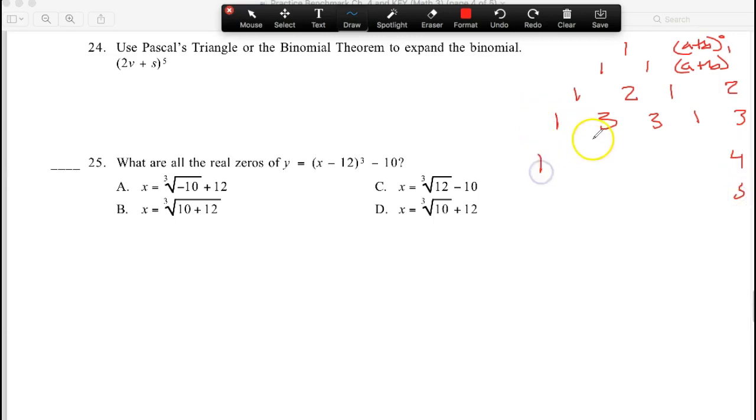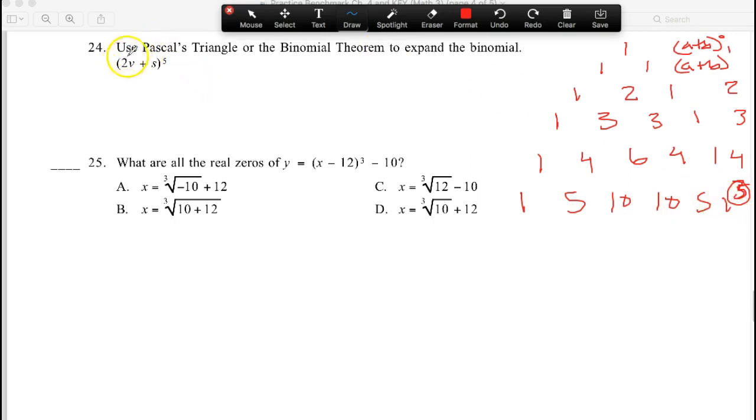So we'll go 1, these give me 4, these give me 6, these give me 4, this gives me 1. So that would be the 4th row. Now we need the 5th row. 1, these give me 5, these give me 10. This gives me 10. This gives me 5, and then the 1 on the outside. So here's my 5th row. It's hard to see because I'm messy. 1, 5, 10, 10, 5, 1. These are the coefficients of the terms when I expand this out.